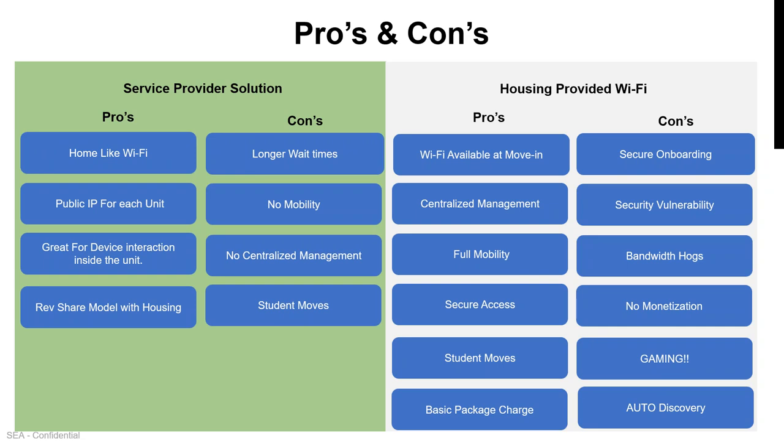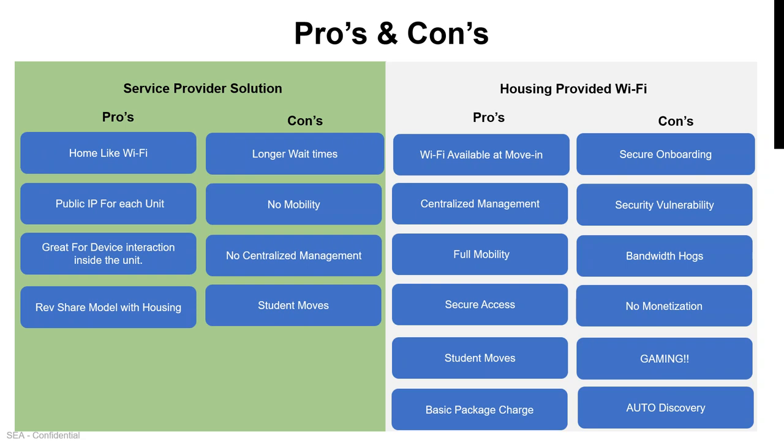So that's, you know, at least there is some revenue coming in, but again, that's something that can be improved upon. On the challenges side, with housing-provided Wi-Fi, secure onboarding is a big deal, right? Also known as BYOD, where you bring your own devices. Students are obviously going to bring their additional devices inside the unit. How do I securely onboard these devices?